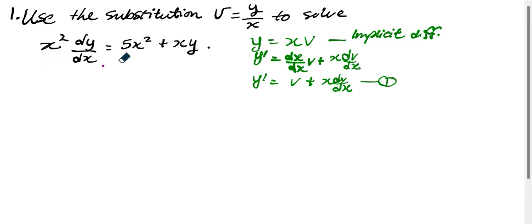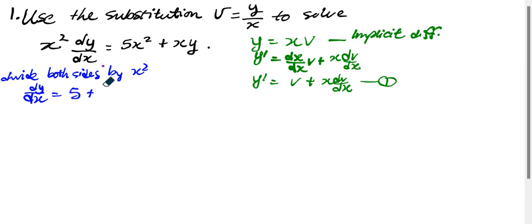Now we look at the given equations. So the given differential equation is this. We're going to divide both sides by x squared to obtain dy dx equal to 5 plus y over x. And right now, call this equation number 2.